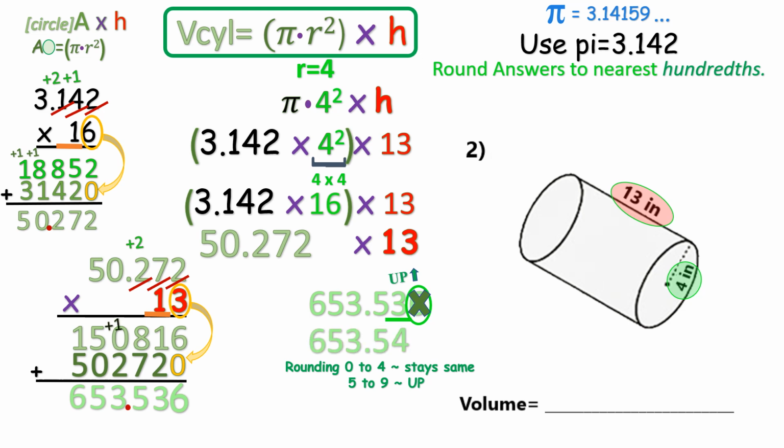Everything in front of it stays the same. Everything behind it, since it's a decimal, I simply get rid of it. So I end up with an answer of 653 and 54 hundredths. And what is my label? Well, it's volume, so it's going to be cubed inches.